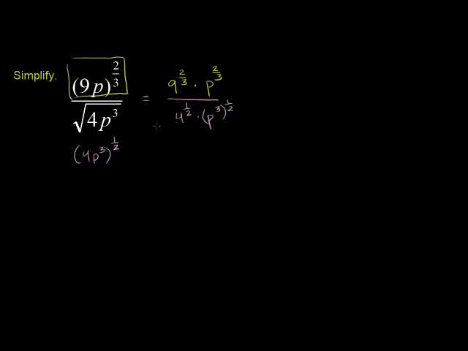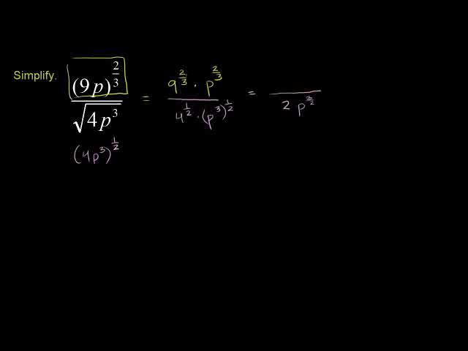Now let's see if we can simplify this even more. Let's do the denominator first here. What's 4 to the 1/2 power? What's the principal root of 4? Well, 2 squared is 4, so the positive root is 2. And then p to the third, and then that to the 1/2, that's the same thing as p to the 3 times 1/2, or p to the 3/2.